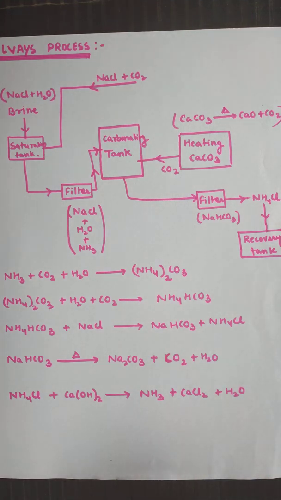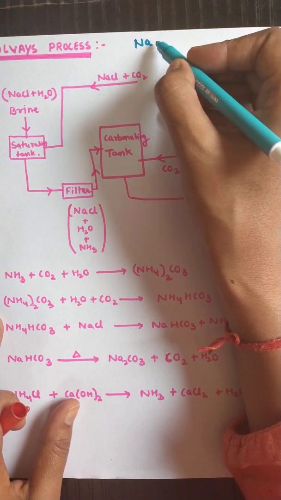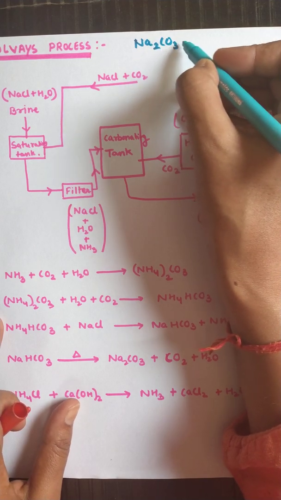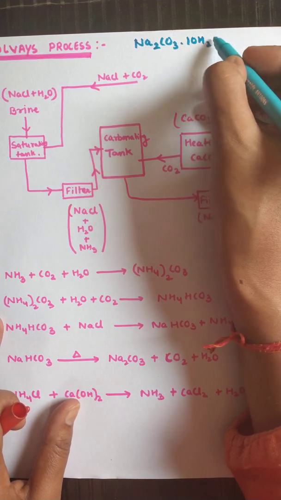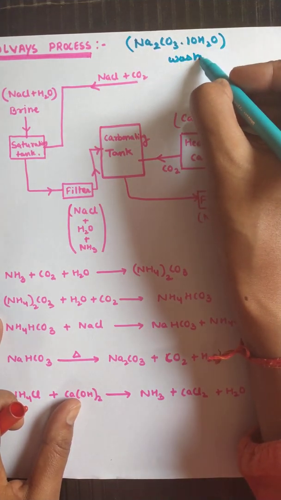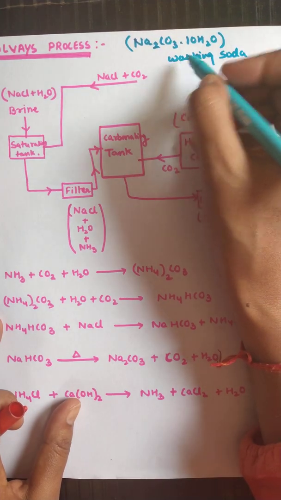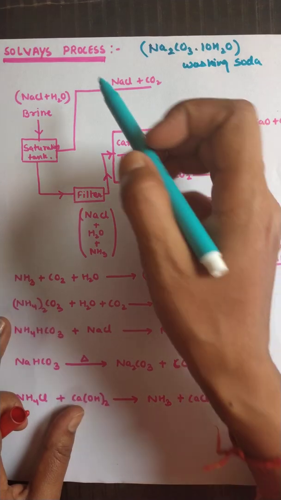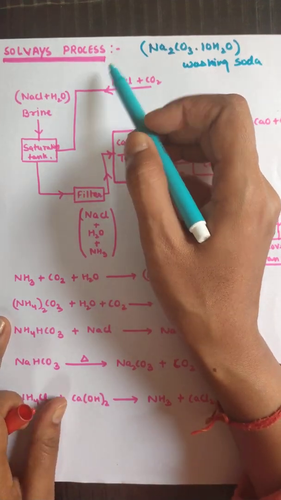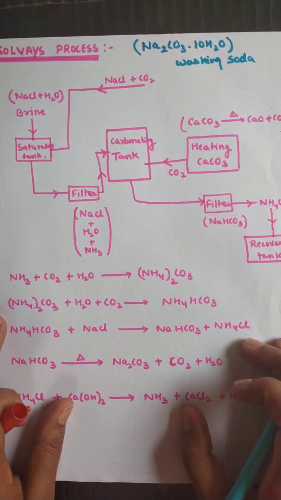So students, first of all we will study the first compound, that is sodium carbonate, Na2CO3·10H2O, that is washing soda. We will study the formation of washing soda. A well known process for the formation of washing soda is the Solvay process. So I am just explaining this process to you.